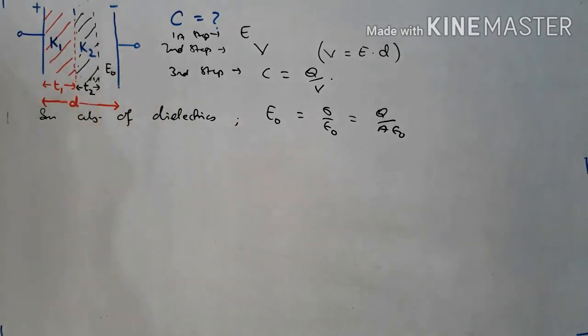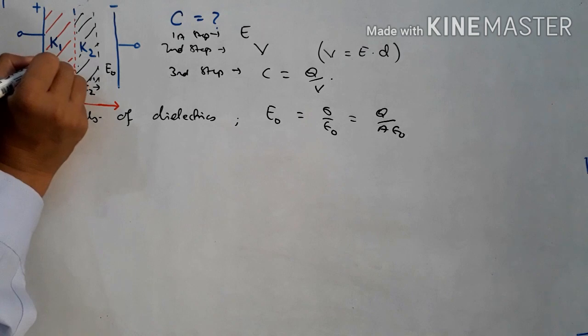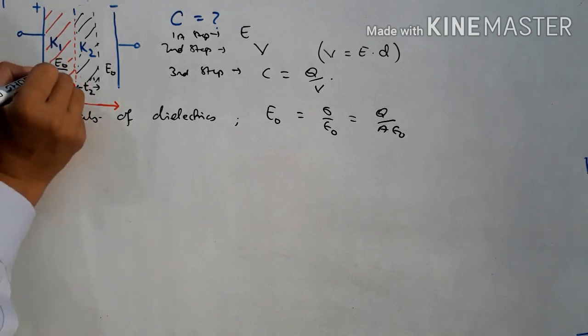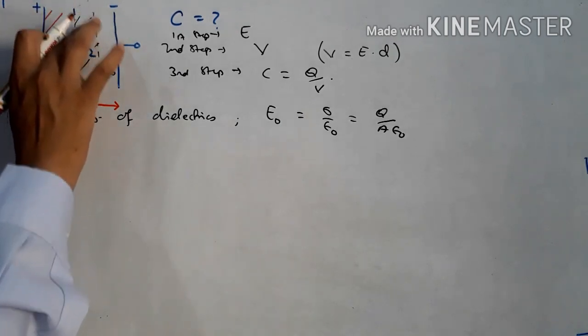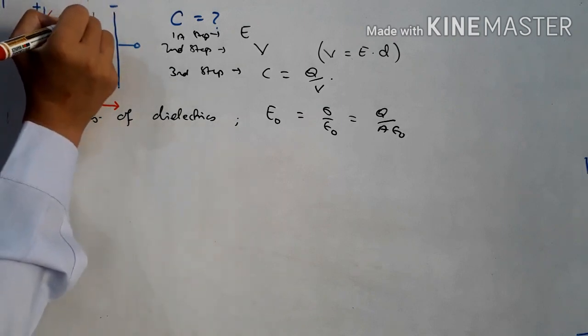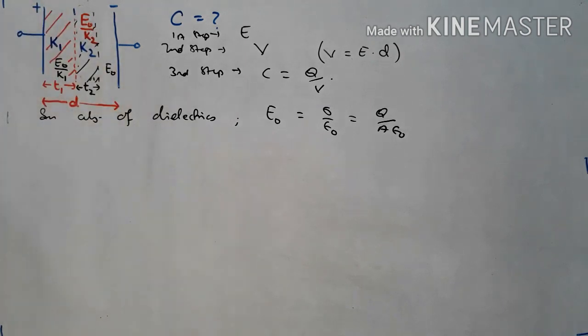Now in these two regions, the electric field will not be E naught. We have already discussed, due to presence of dielectric, the electric field gets reduced by a factor of the dielectric constant. So in this region, the electric field will be how much? It will be E naught divided by this dielectric constant, that is K1. Is it clear, students? And in this second medium, the electric field will be E naught divided by this dielectric constant, that is K2.